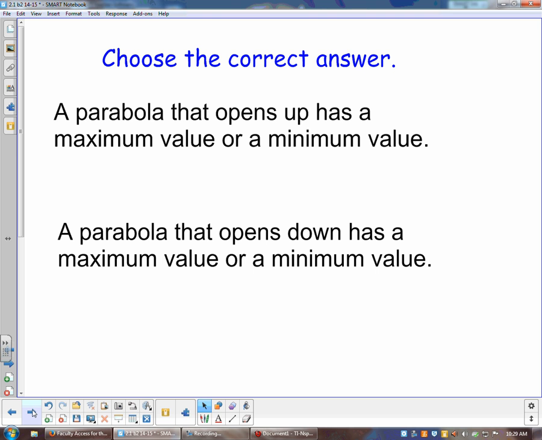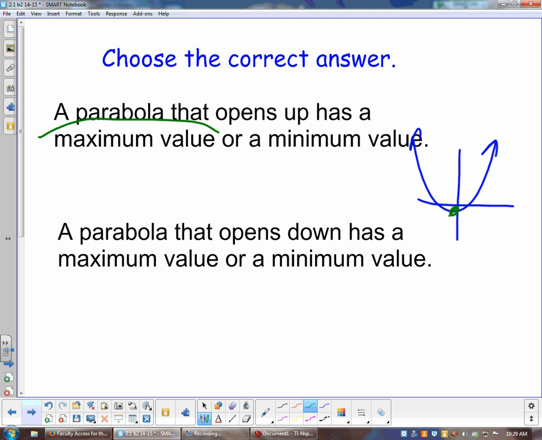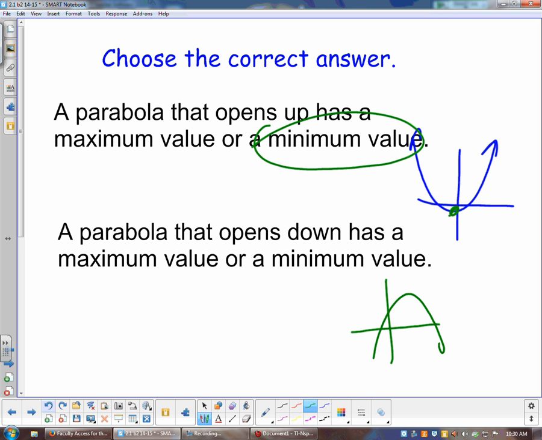Choose the correct answer. A parabola that opens up has a minimum value or a maximum value. Which one should I circle? Minimum value or maximum? If the parabola opens up, it's going to have a minimum value. There is a lowest value that it's going to have. Minimum value. A parabola that opens down is going to have a what? Maximum value, right? All right.